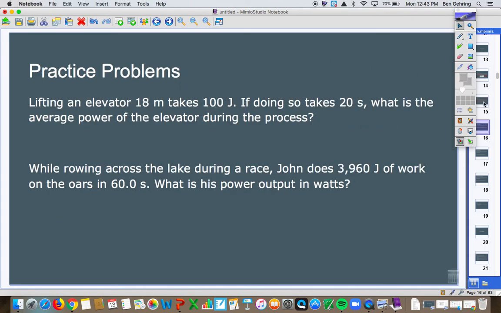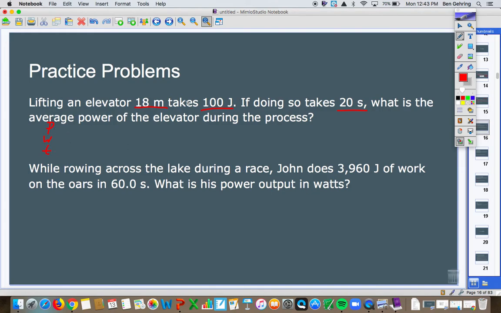So let's do some looking at power. The first question says, lifting an elevator 18 meters takes 100 joules. If doing so takes 20 seconds, what is the average power of the elevator during the process? First thing, underline what you know, and then write it down. So underline all my numbers and units. So I have 18 meters. Let's put these in order: power, work, time.